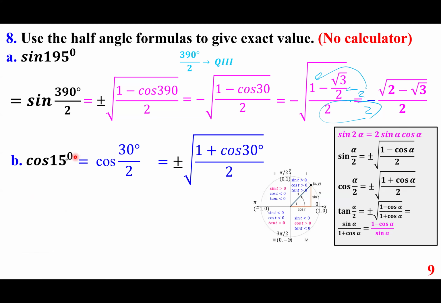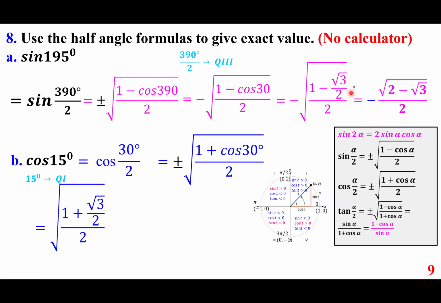However, we use the positive because we know 15 degrees is in the first quadrant. So we use the positive, and cosine of 30 is obviously square root of 3 over 2. In essence, it becomes very similar to that. Let me erase my work. If you multiply the top and the bottom by 2, you get this one with the plus sign, everybody.